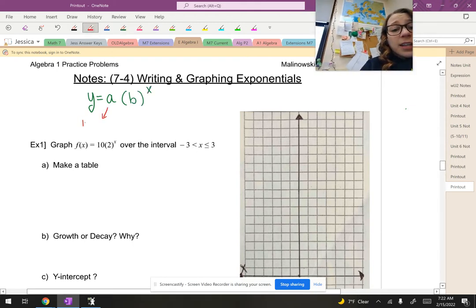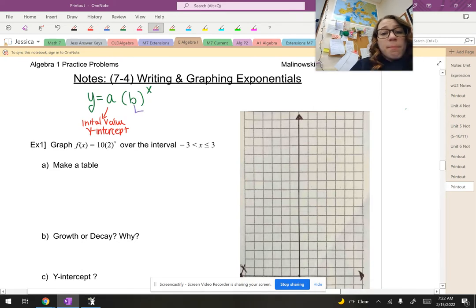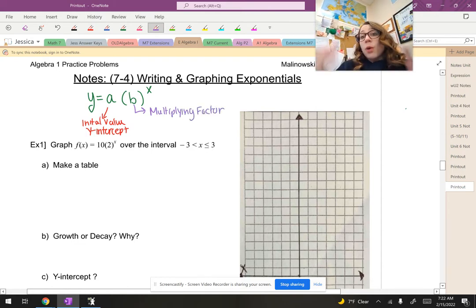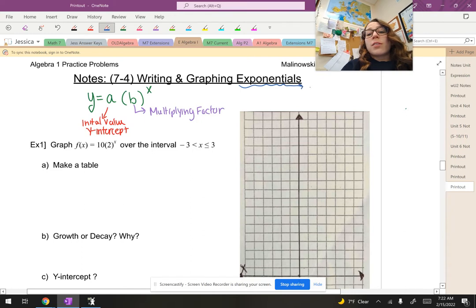Keeping in mind that a is our initial value, aka our y-intercept. That's our starting point. And b, that base, is our multiplying factor, telling us what we are repeatedly multiplying by each time, which makes sense because remember that exponents represent repeated multiplication. So our base is what we are repeatedly multiplying over and over and over again to get from one input to the next output.